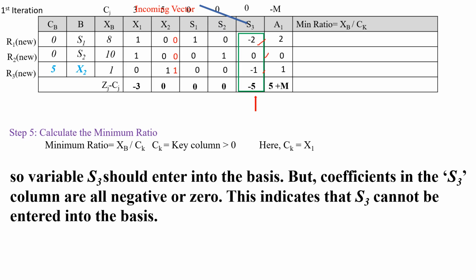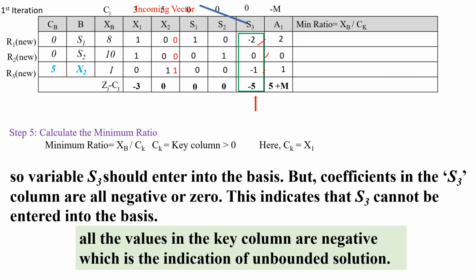So variable S3 should enter the basis, but the coefficients in the S3 column are all negative or 0 values. This indicates that S3 cannot enter the basis. All the values in the key column are negative, which is an indication of an unbounded solution. So the solution for the given problem is an unbounded solution. Thank you.